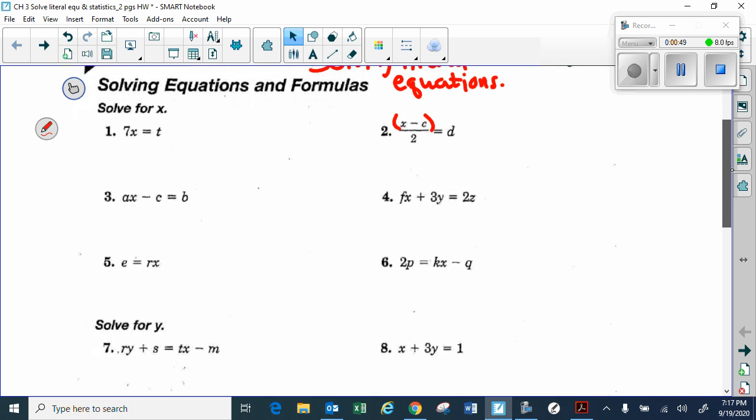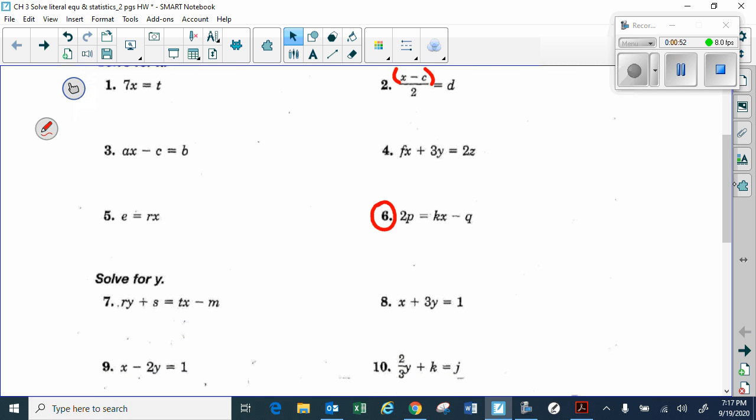It says solve for x. So for 1 through 6, you're solving for x on each of these. We'll do number 6. So you get x by itself. That says k times x. The opposite of that is division. The opposite of minus q is plus. Don't forget you're doing reverse PEMDAS. So which one comes first?